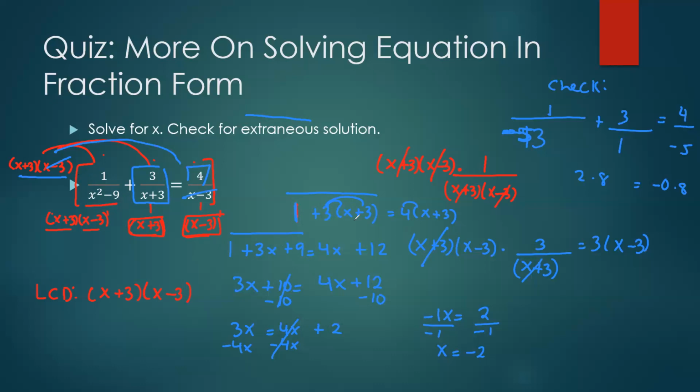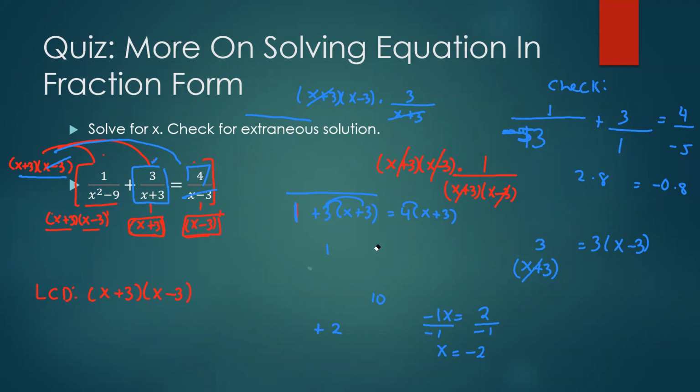Oh, I see. I think I made a mistake right here. It's x plus 3 times x minus 3 times 3 over x plus 3. What cancels? The x plus 3, so you're left with 3 and x minus 3. Oh my gosh, yeah. So I messed up right there. Okay, let's do this again. It's easy to make a mistake.